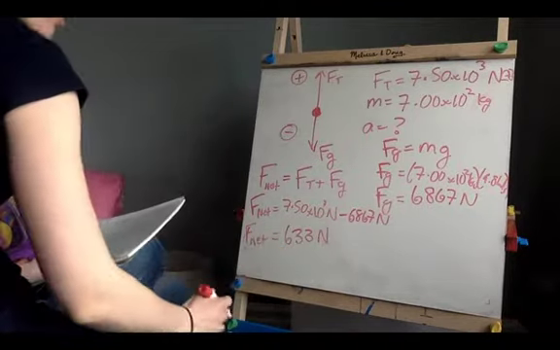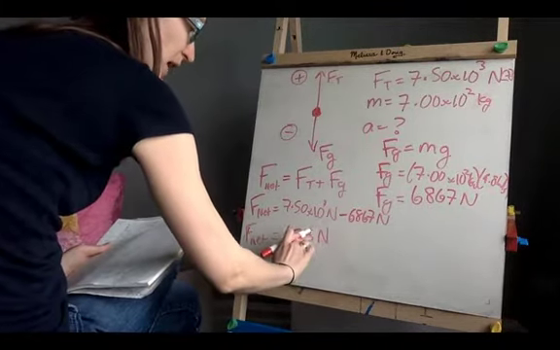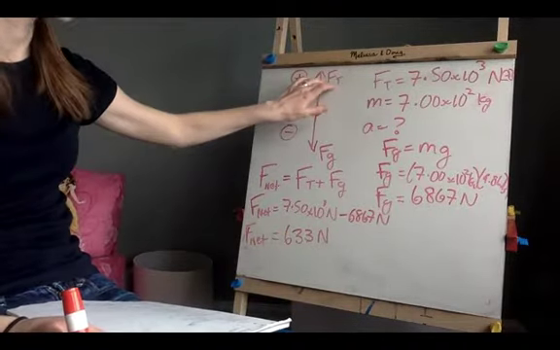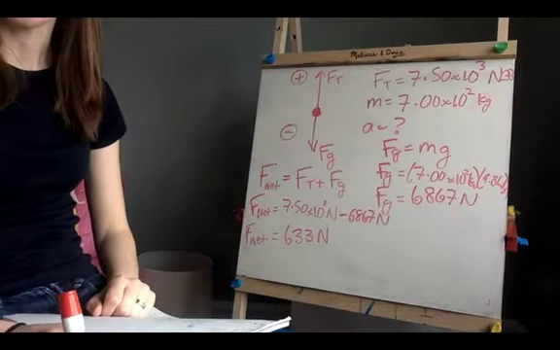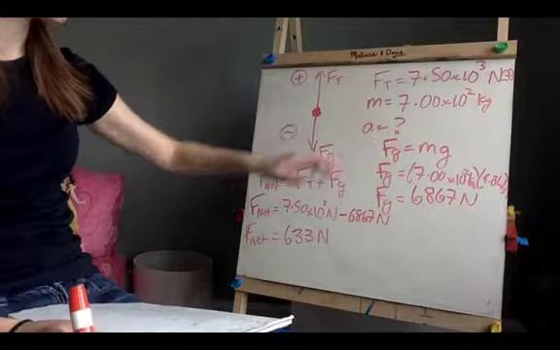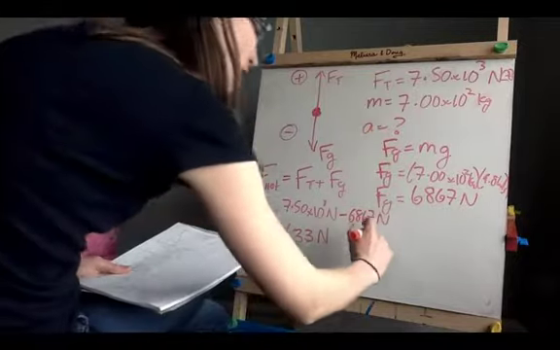And notice that that's a positive answer, right? So that means that if the overall net force is positive, it must mean that the force of tension is bigger than the force of gravity, which would indicate that our elevator is moving up in this scenario. But we've been asked for the acceleration. So again, now we go back to our formula.